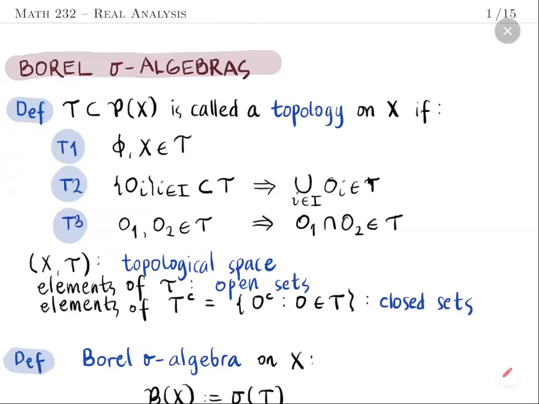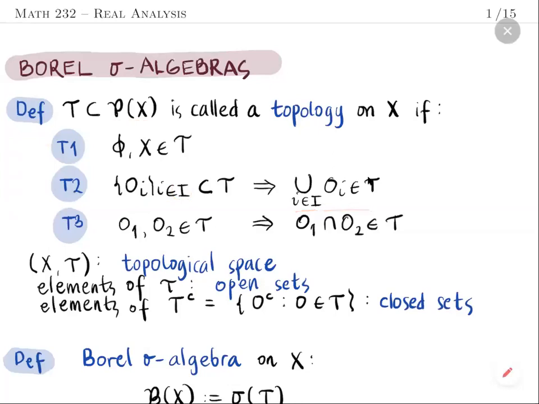So a collection T of subsets of X will be called a topology on the set X if the following three properties are satisfied. T1 means that the empty set and the set X are elements of T. The second condition is that it is closed under arbitrary unions. So meaning if I have a collection of sets in T that are indexed by this set I, this set I can be countable or uncountable, then the union of this collection must be also in T.